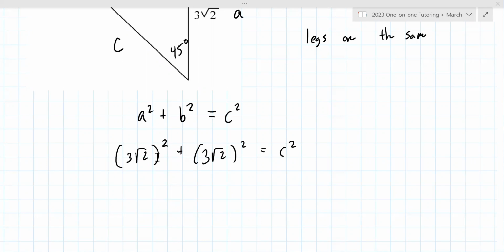36. Very good. So 36 equals c squared. What is the value of c? 6. C is 6. Very good.